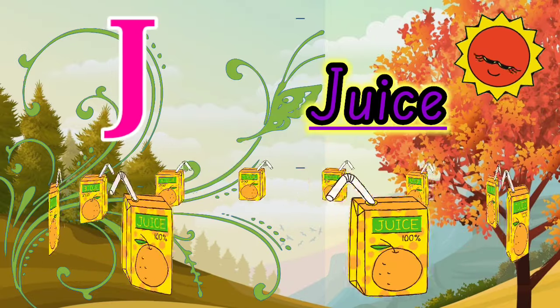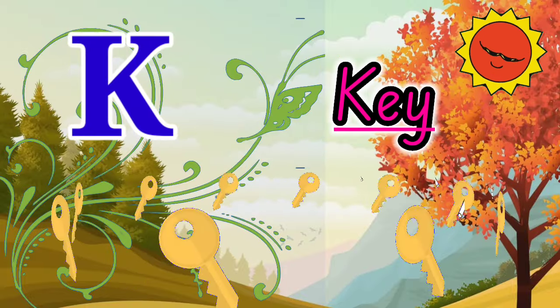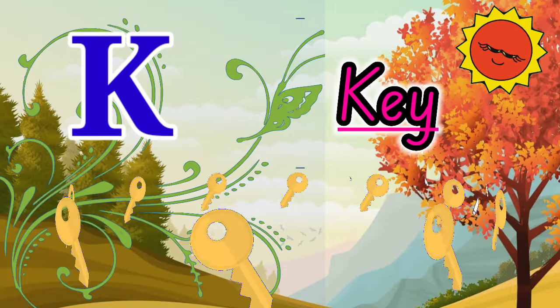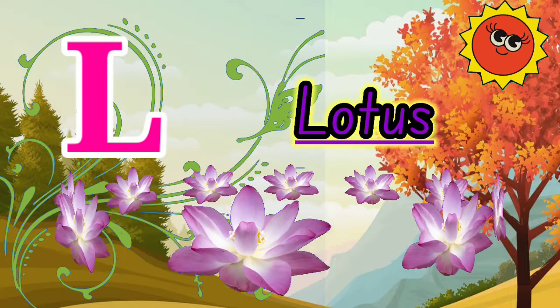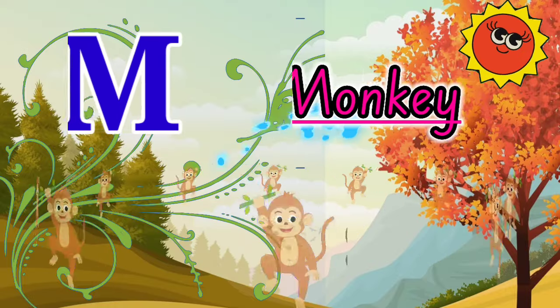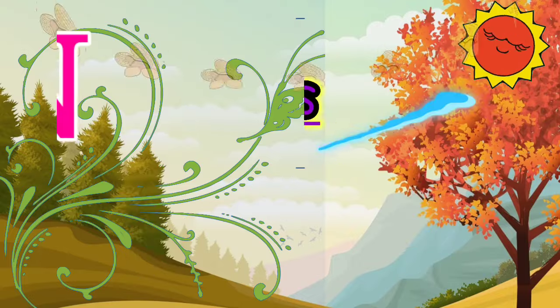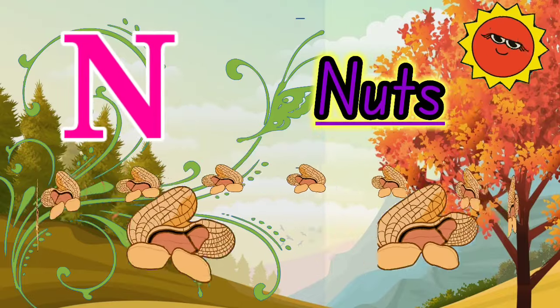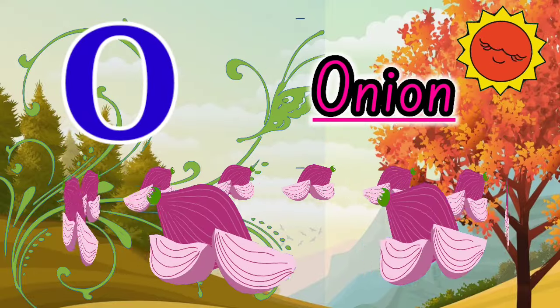J for juice. K for key. L for lotus. M for monkey. N for nuts. O for onion.